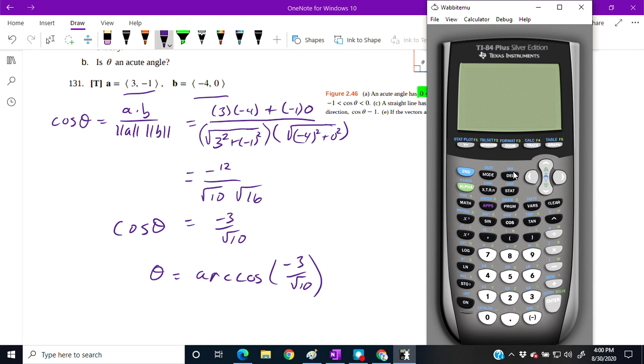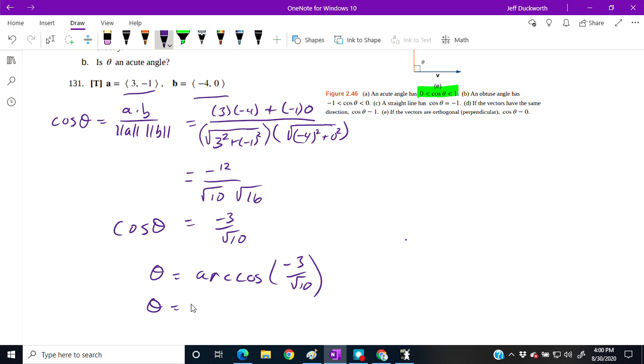They want it in radians, so let's turn our calculator on and check the mode. I do have it in radians. So I want the second function in cosine to give us the inverse cosine. Use the dash, not the minus key. -3 divided by 10 to the 1/2 power, which is root 10. It's 10 caret 0.5. And this should give us what our theta is in radians. All right, so 2.82 rounded to 2 decimal places.